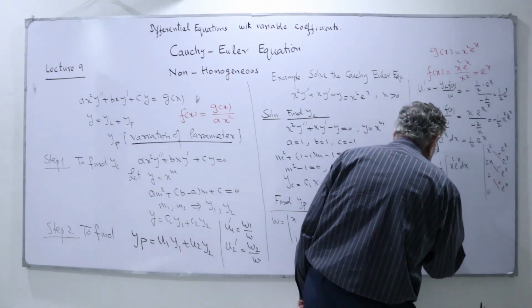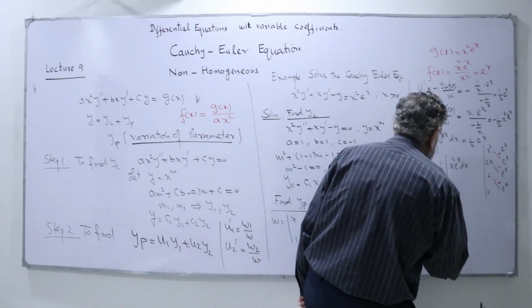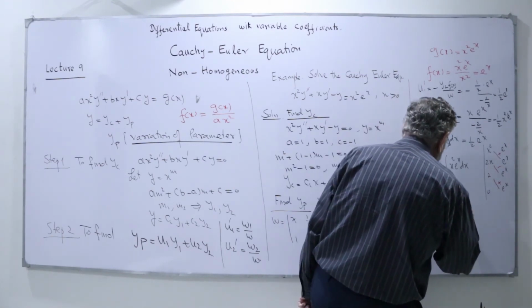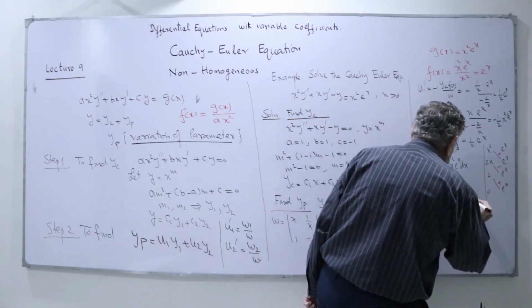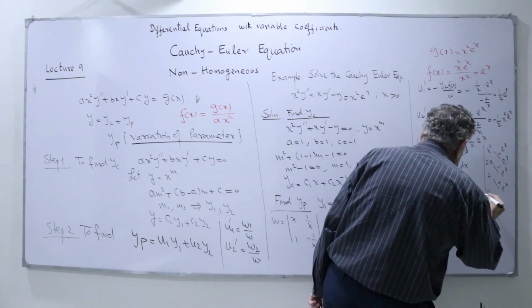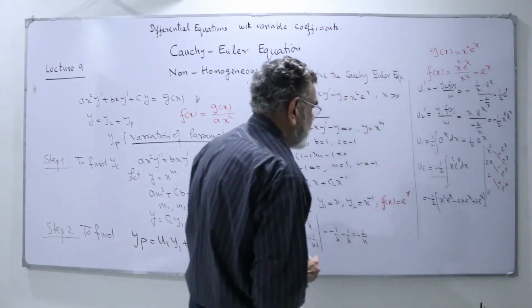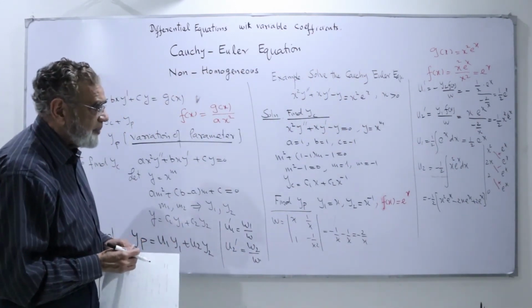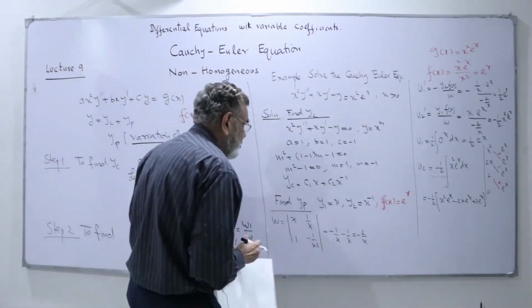This here is minus 1 by 2, out. I get x squared e to the power x, then minus 2x e to the power x, plus 2 e to the power x. That's my u2. Now I substitute here. This is my equation for yp. So what's my yp when this is my y?